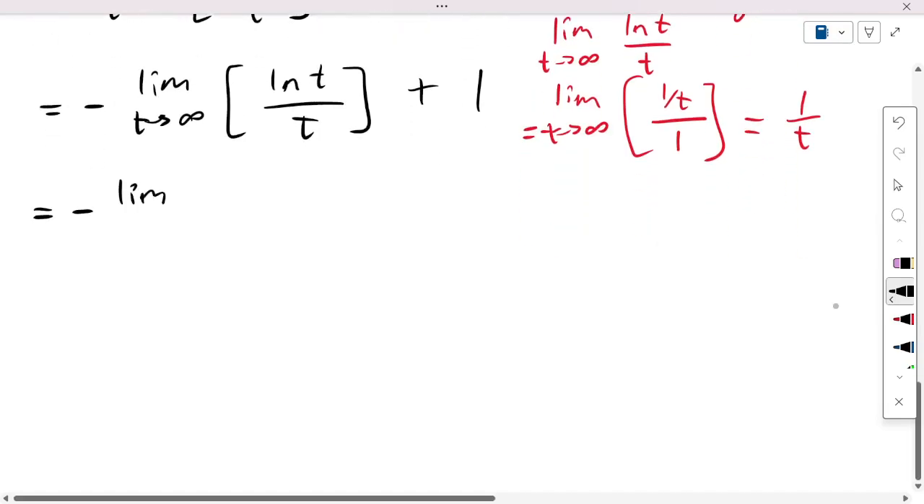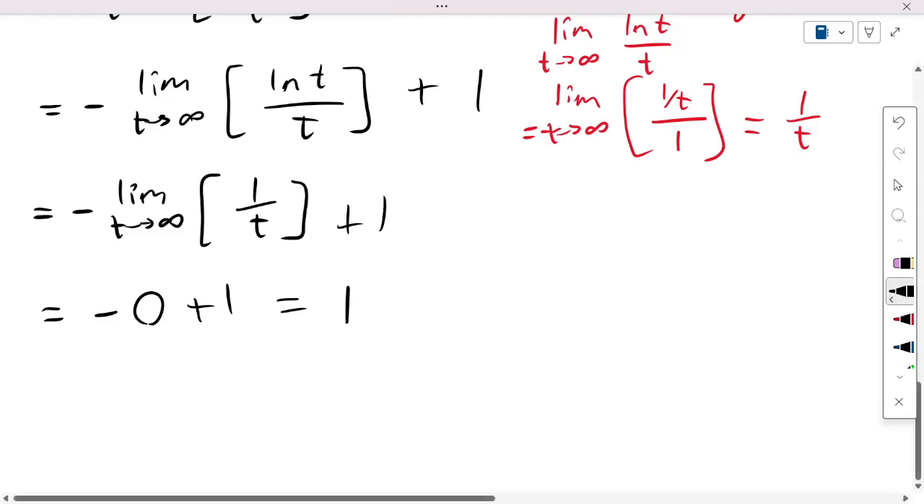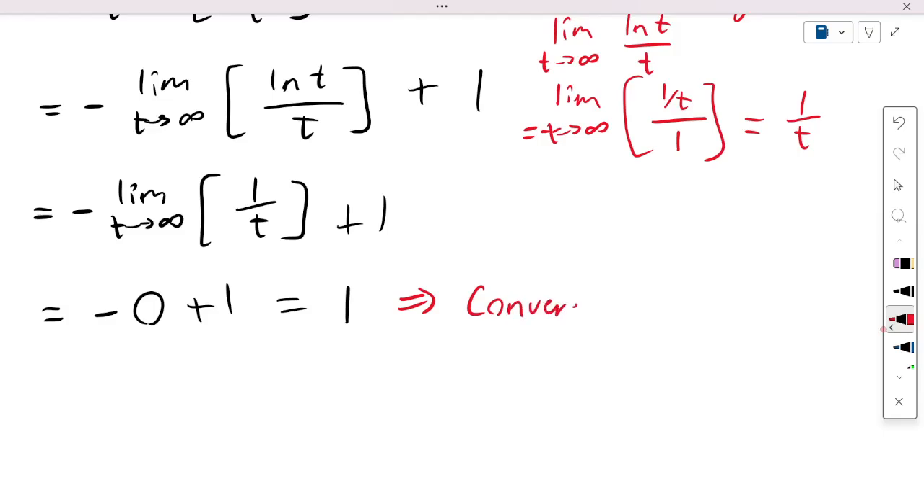So that's indicated here. We have negative limit as t approaches infinity of, then we basically just did L'Hopital's rule, it's going to be 1 over t, because we've already done it. Plus 1. And what do you note over here? This will be equal to 0. So therefore it's negative 0 plus 1, which is just going to be equal to positive 1. And now to conclude, is this convergent or divergent? Because it's a numerical value, because it's definite, it is convergent. Let's move on to the next example.